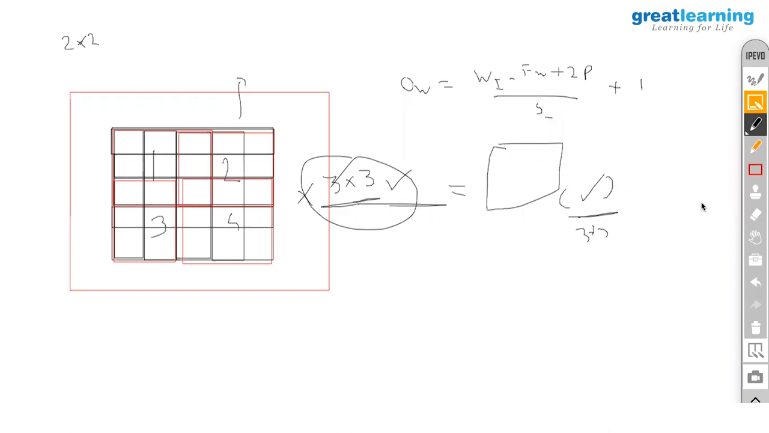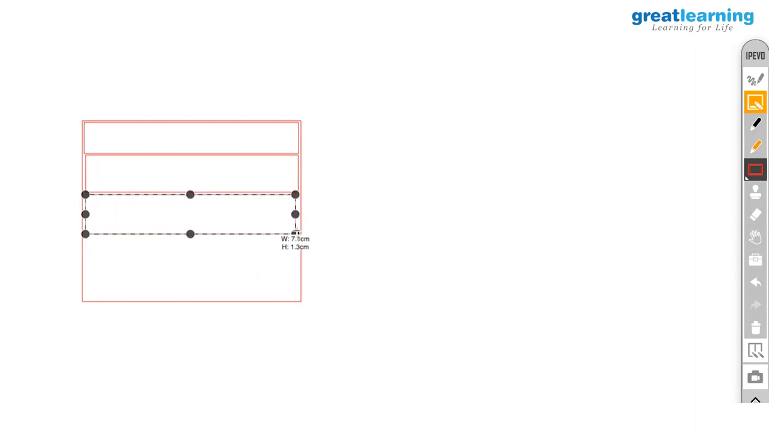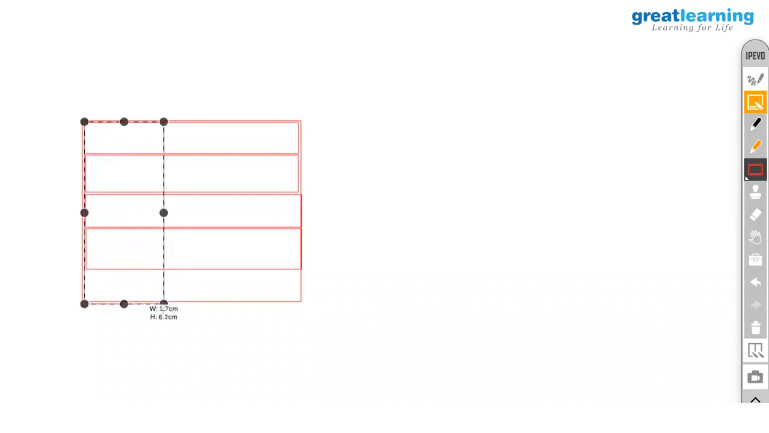Now what if it was 5 cross 6? So let's try that out. And guys, remember, it's very difficult to visualize all this. So don't strain yourself if you say, okay, I'm not able to get it. Definitely one shot will not be able to get it. Say this is 1, 2, 3, say 4 and 5, okay? Now if this was 5 cross, say 3, for example, 1, 2 and 3, okay? Now my intention here is to use a 3 cross 3 filter. Is it possible, first of all?